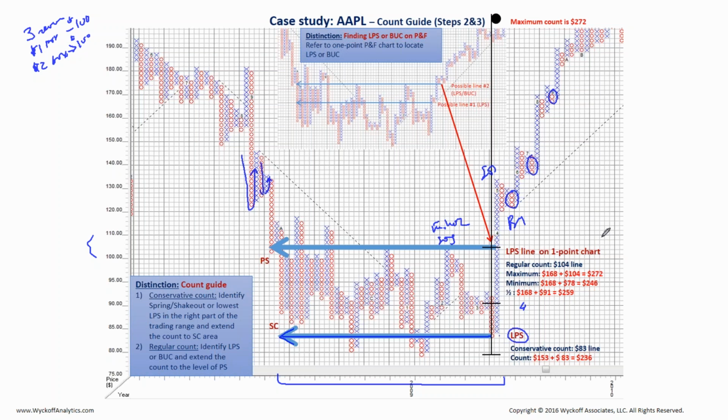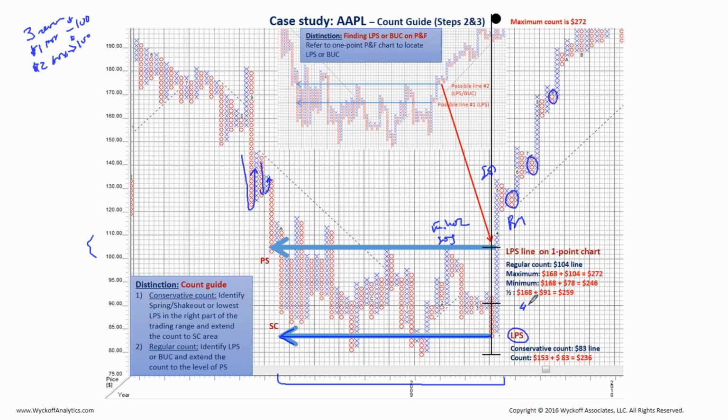What we're seeing here is columns of X's and O's. The O's are down columns, the X's are up. That was produced as a function of volatility in the trading range. Then we get over to the last point of support, which is the last low before the uptrend out of the accumulation range. We start counting the columns, and we count over to the selling climax, and we have a count.